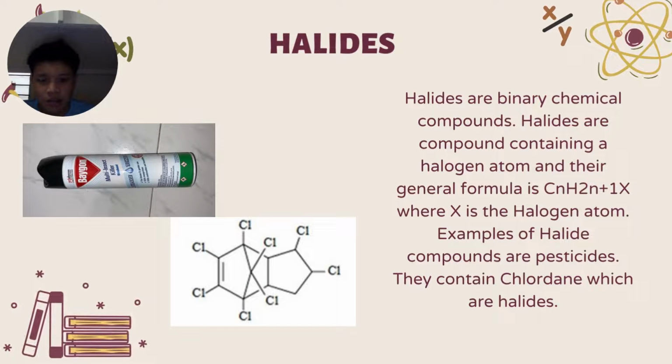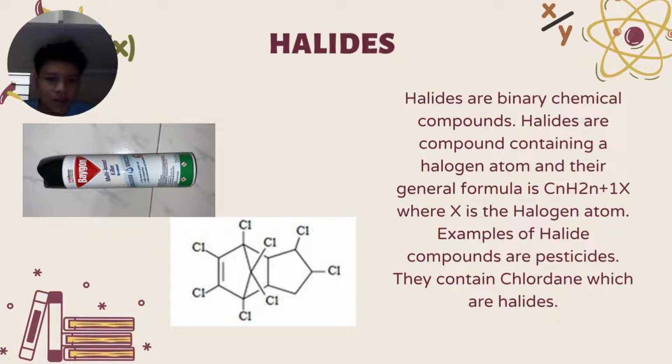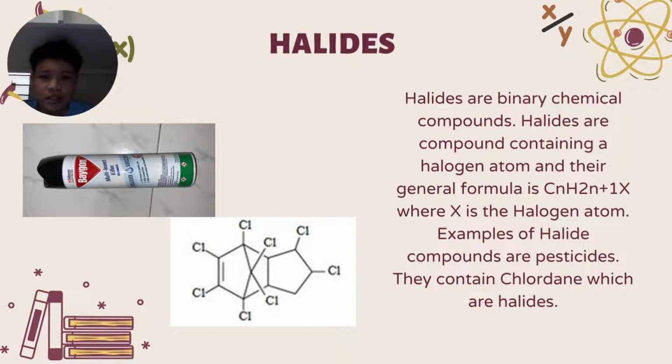Halides are binary chemical compounds which contain a halogen atom. Their general formula is CnH2n+1X, where X is the halogen atom. Examples of halide compounds are pesticides. They contain chlordane, which is a halide. This is an example of a pesticide which contains chlordane.